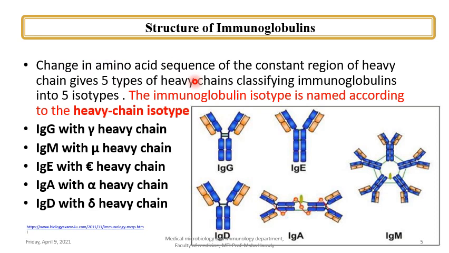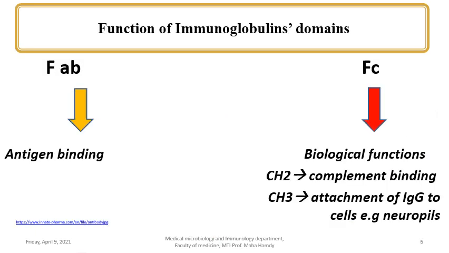Changes in amino acid sequence في constant regions of the heavy chain بتديني 5 types of immunoglobulins. Immunoglobulin G, M, E, A, and D. الفرق بينهم كلهم زي ما احنا شايفين كده في الكونستنت region بتاع الهيفي chain هي اللي بتغير النوع بتاع الاميونوجلوبولين، وبالتالي بتغير الكرايتيريا والفانكشن بتاعته كمان أو الكابابيليتيز.